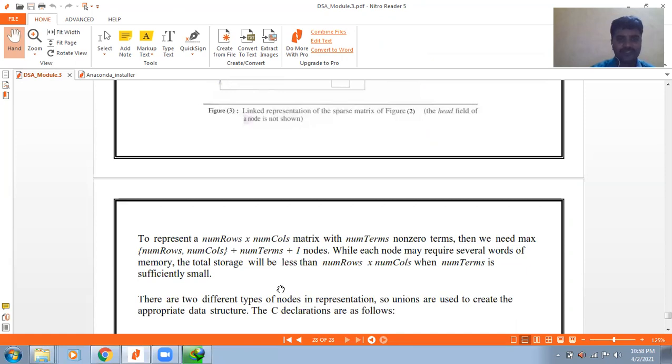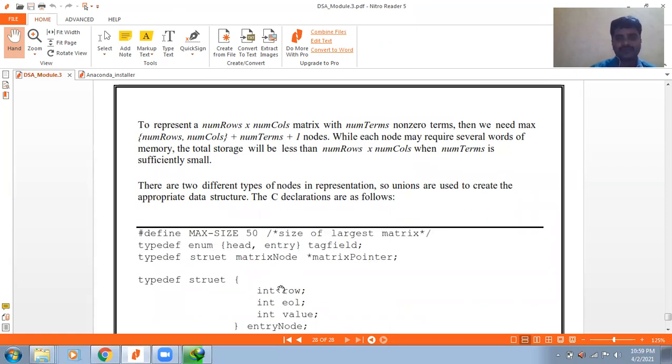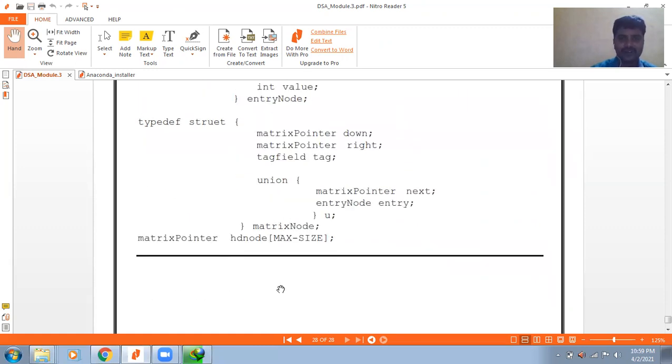The representation of a matrix with number of rows, number of columns, and number of non-zero terms needs the maximum of number of rows, number of columns, plus number of terms, plus one nodes. While each node may require several words of memory, the total storage will be less than number of rows times number of columns when the number of terms is sufficiently small. So there are two types of node representation. Unions are used to create an appropriate data structure, that is the C declaration as follows.